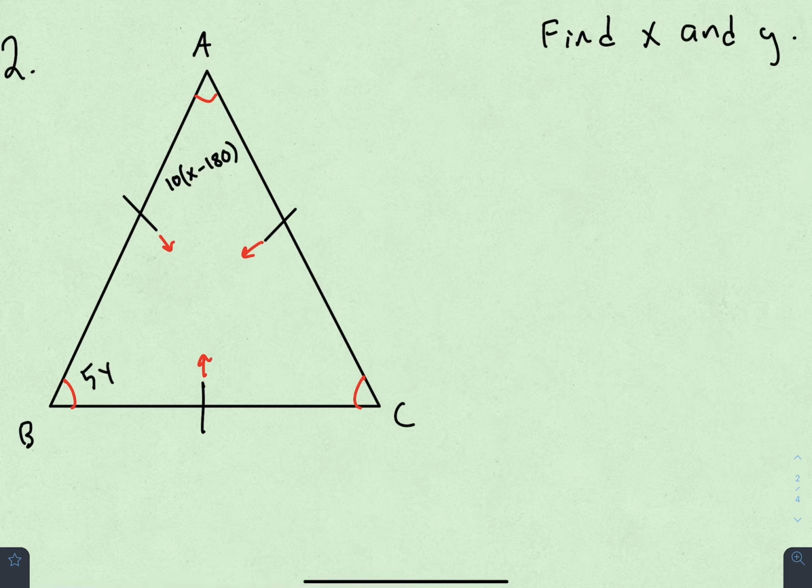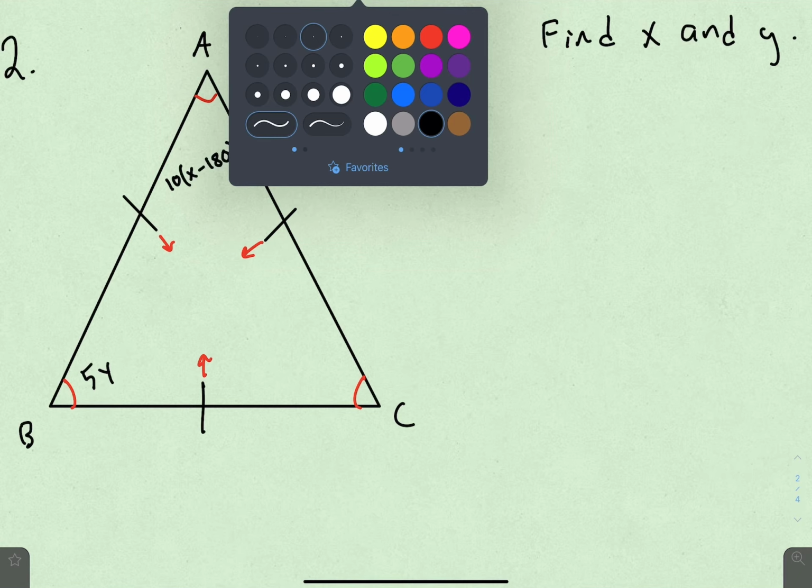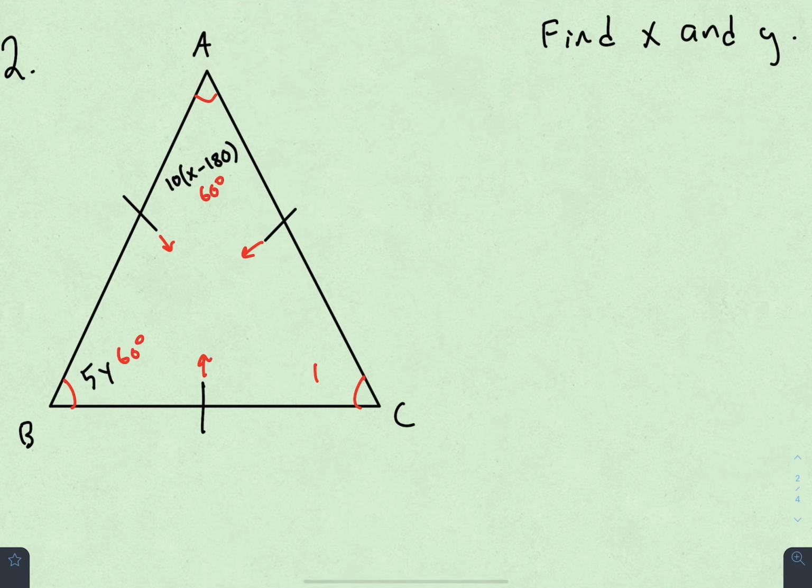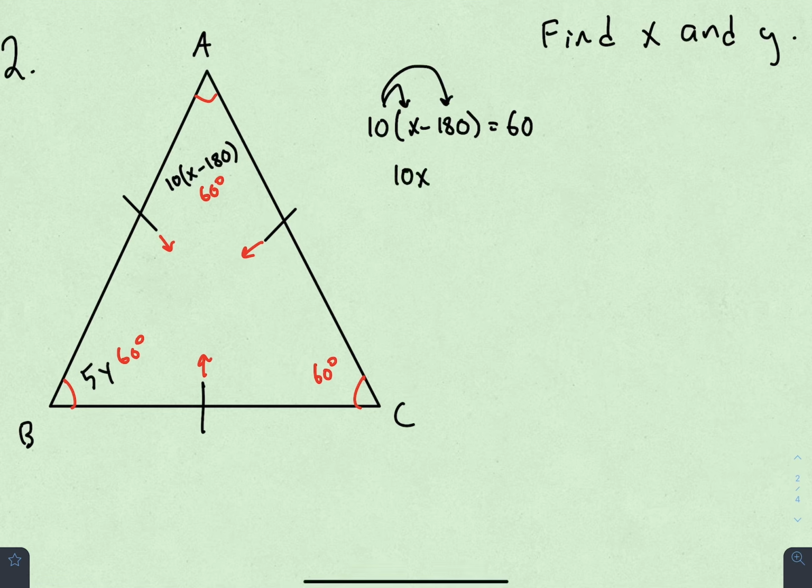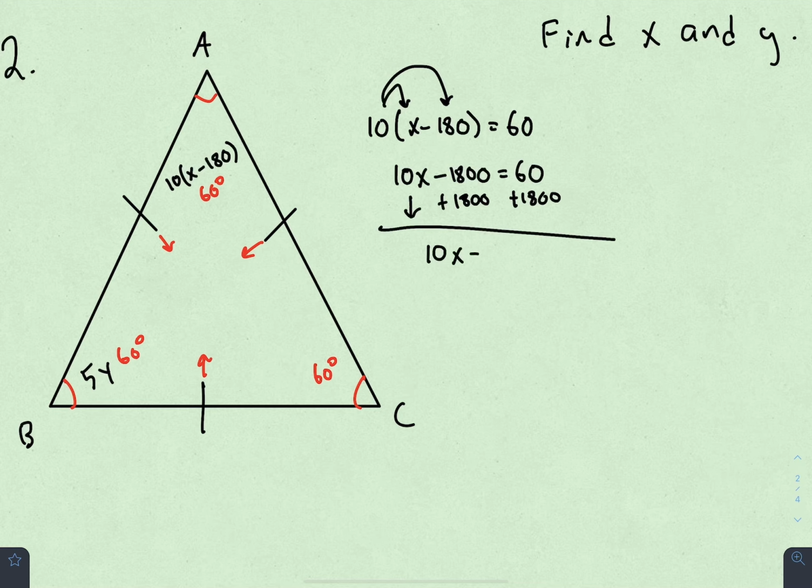Again, this is an equilateral triangle, so the important thing to remember, just like you remember that a square in the corner of a triangle means a right angle, is that all three of these angles are 60 degrees. That's going to help us solve. If I know A is 60 degrees and it's 10 times x minus 180, I can set those two things equal to each other. So 10 times x minus 180 is equal to 60. First thing I have to do is distribute. 10 times x is 10x, 10 times negative 180 is negative 1800, equal to 60. I'm going to add 1800 to both sides, just like I would any other number. So I get 10x is equal to 1860. Divide both sides by 10, and I get x is equal to 186.